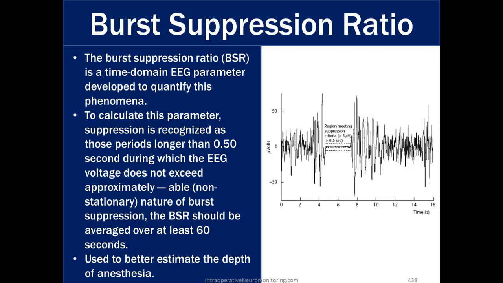anesthesia. So here we have our activity, and then we have this moment of suppression and then more activity, and we are going to create a ratio out of that. In order to be useful, it needs to be less than 5 microvolts and greater than 0.5 seconds in order to call that a moment of suppression.